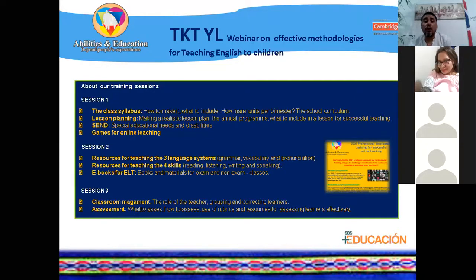Also, in the first session, we will cover something about special educational needs and disabilities for teachers who work with children with Down syndrome, for example, or children with dyslexia, for example. And we will cover all about games for online teaching. In the second session, we will talk about resources for teaching the 3 language systems, resources for teaching the 4 skills, and ebooks for ELT.